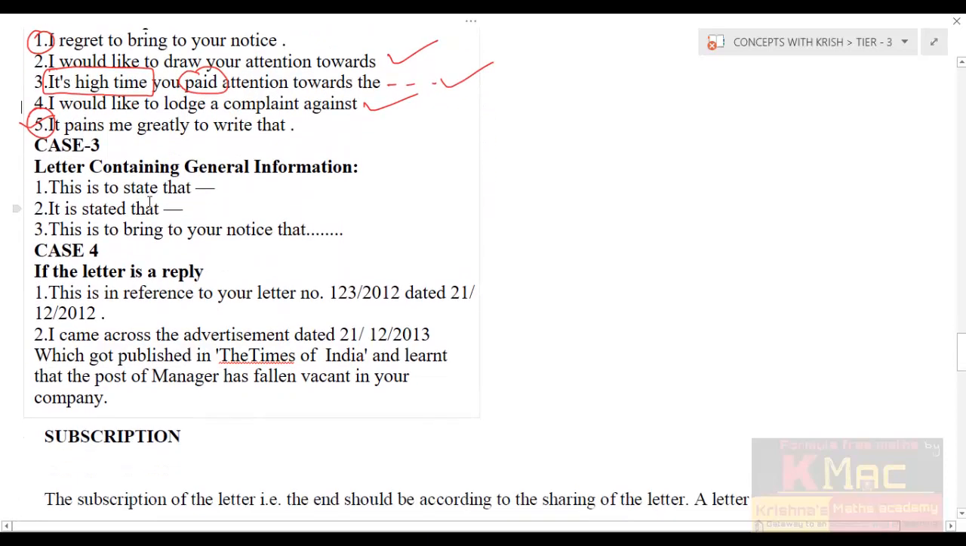Fine. Next, case 3, letter containing general information. This is to state that, it is stated that, this is to bring to your notice that. Okay, anything you can use. Case 4, if the letter is a reply, then you have to write like this. This is in reference to your letter number so and so, or I came across the advertisement dated so and so, got published. All these things you can write.